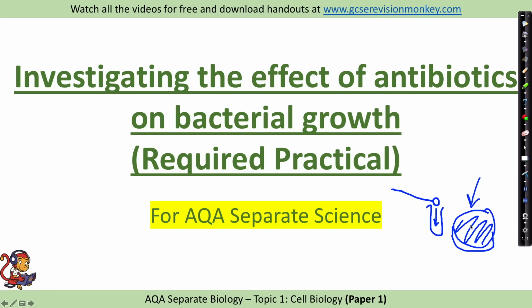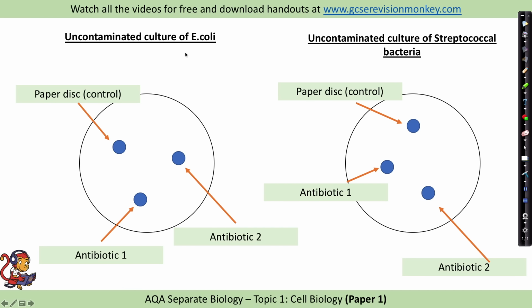Now, once you've seeded the plate like this, you can then do the required practical. You can then test to see how different antibiotics are affecting the bacterial growth. So let's imagine you've prepared 2 uncontaminated cultures and you've seeded the agar plate. So this one is evenly covered with E. coli and this one with streptococcal bacteria. You're going to want to know which antibiotic works best to kill E. coli and which antibiotic works best to kill the streptococcal bacteria, because antibiotics are specific. They will work better on specific bacteria.